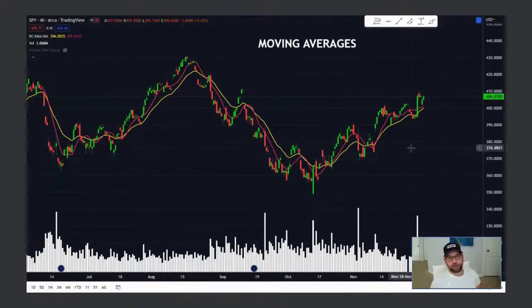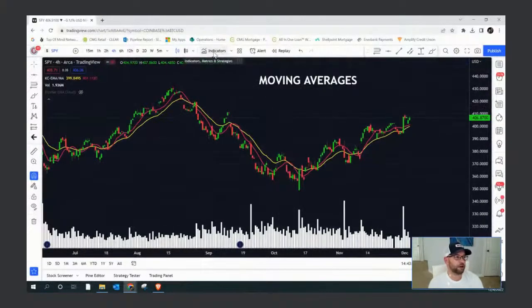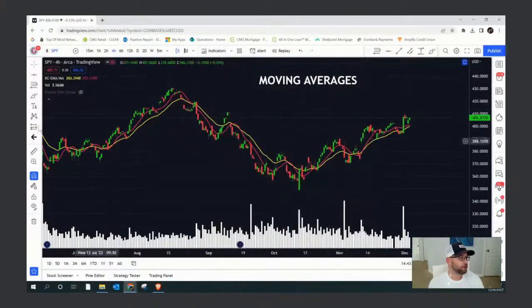Moving averages are a very powerful tool. If you search for moving averages in the indicators tab that I showed you at the end of the last video, you can click right here on indicators and just search for moving average, and then a moving average will come in. You can use KC-EMA in your search. That's the one I like to use, and we'll get into my setup after this. But I want to start off really simple.